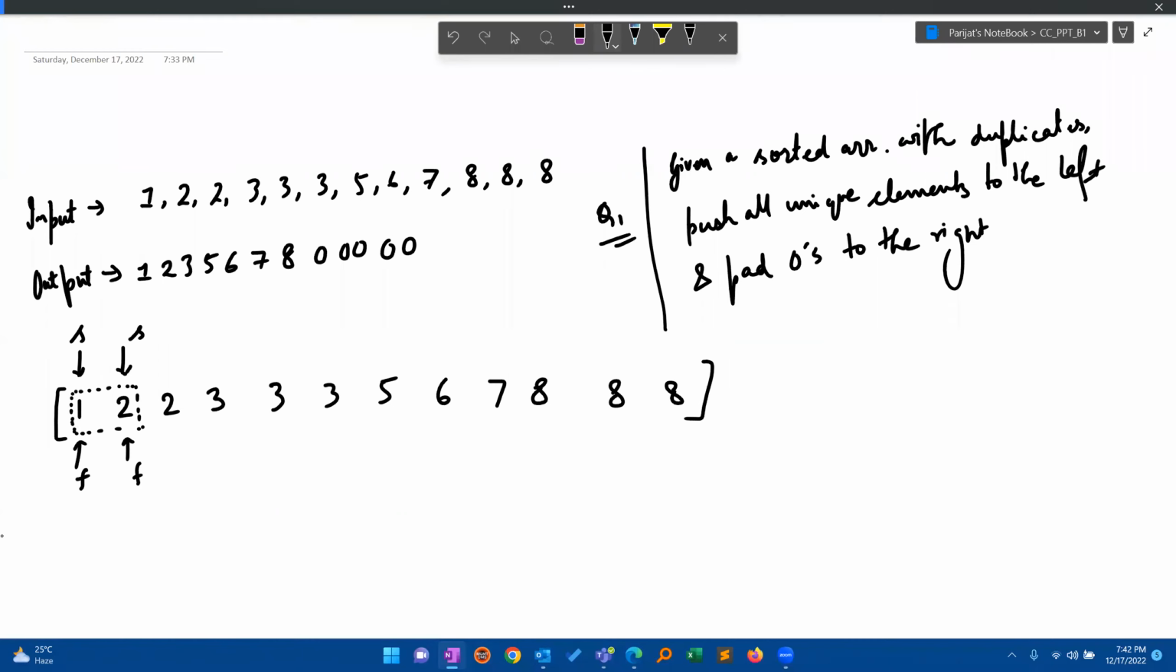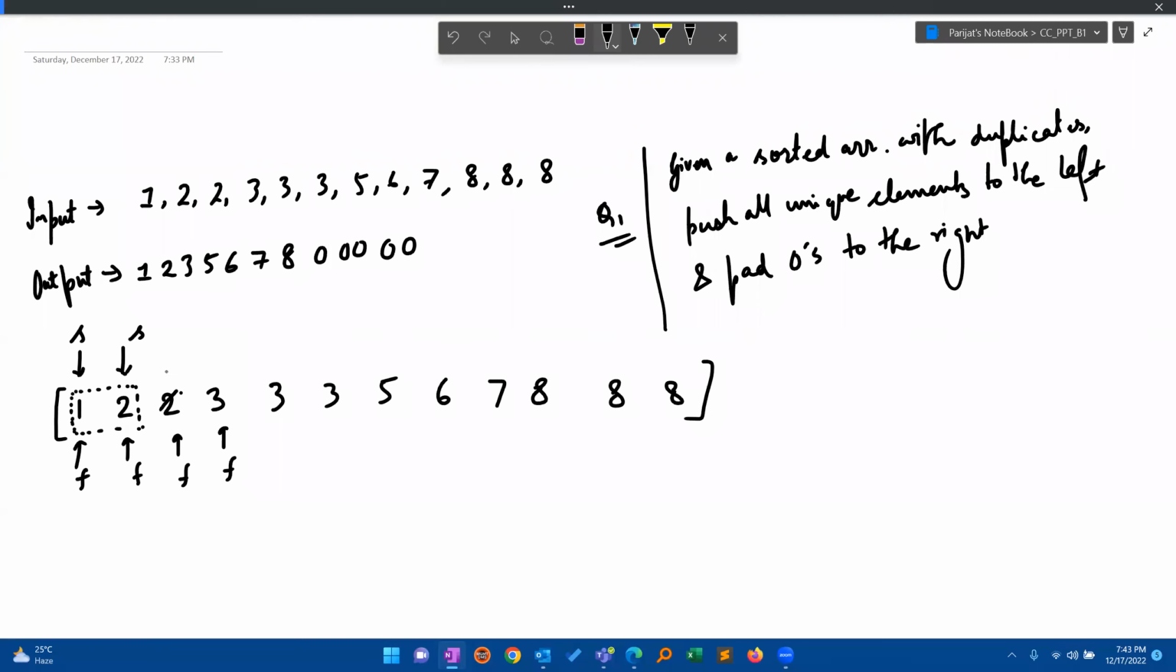Then we move the first pointer again. If it is equal to the second pointer we skip it, so we move it until we find an element which is not equal, in fact greater, as the array is sorted. The moment we find something new, we increment the second pointer by 1 and update this value.